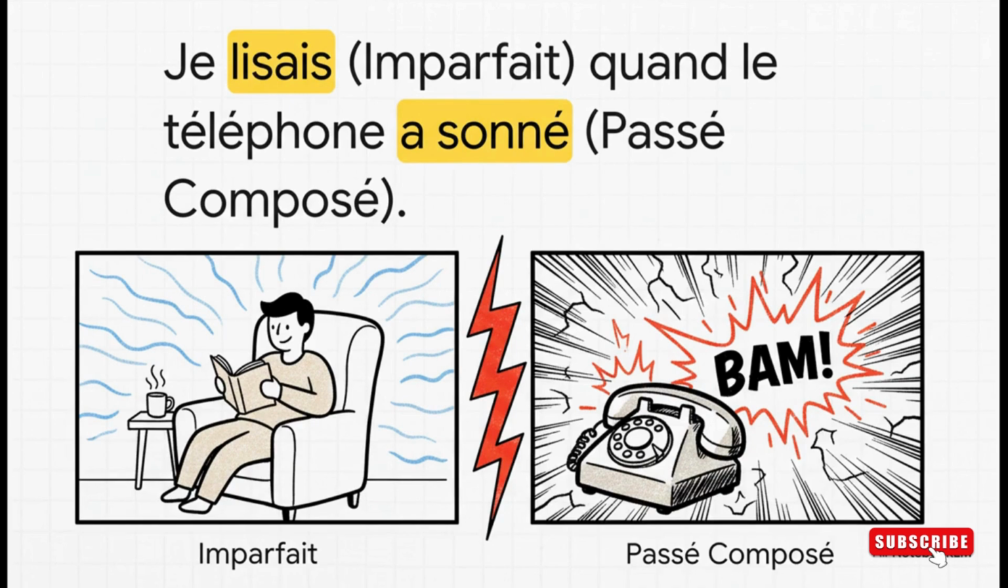Je lisais. I was reading. See, that's our background scene, our establishing shot. Everything is calm, it's just happening. That's the imparfait. And then, boom, quand le téléphone a sonné, when the phone rang. That's the interruption, a single completed action in the Passé Composé that just completely changes the scene.